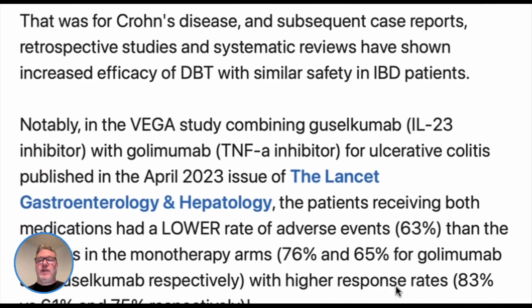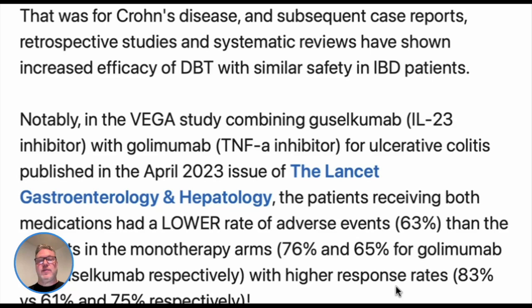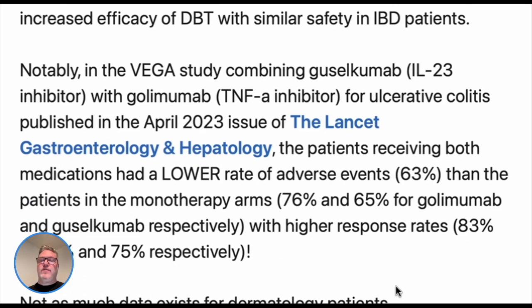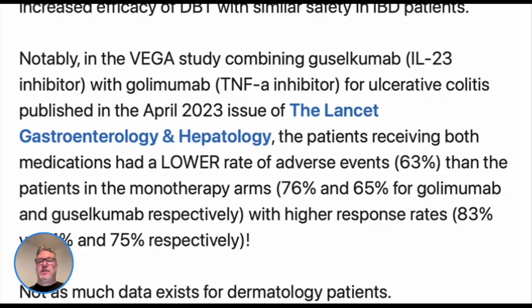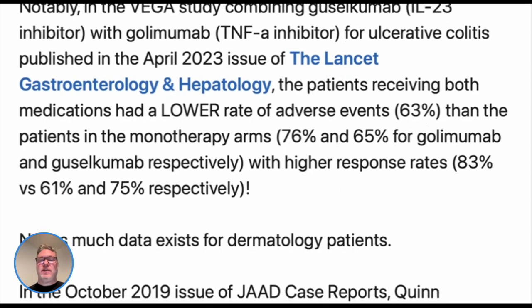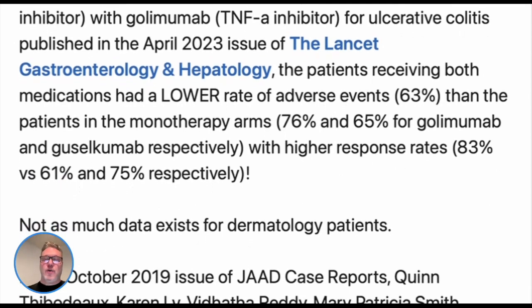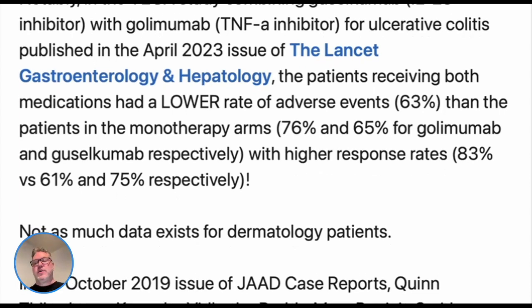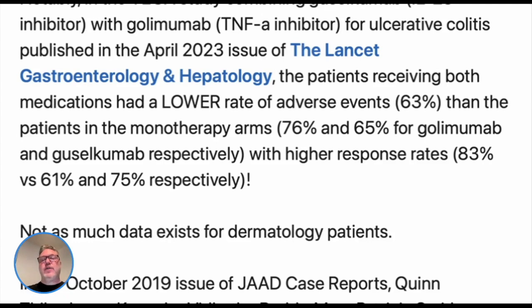Notably, in the Vega study combining guselkumab, which of course is an IL-23 inhibitor, with golimumab, a TNF-alpha inhibitor, for ulcerative colitis, published in the April 2023 issue of the Lancet Gastroenterology and Hepatology, the patients receiving both medications had a lower rate, yes, you read that right, a lower rate of adverse events, which turned out to be 63%, than the patients in the monotherapy arms, which were 76% and 65% for golimumab and guselkumab, respectively, with higher response rates, which is nice, 83% versus 61% and 75% respectively.